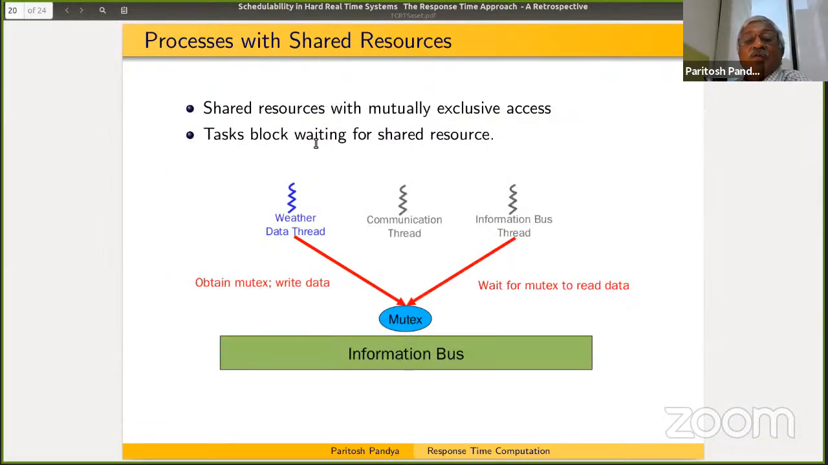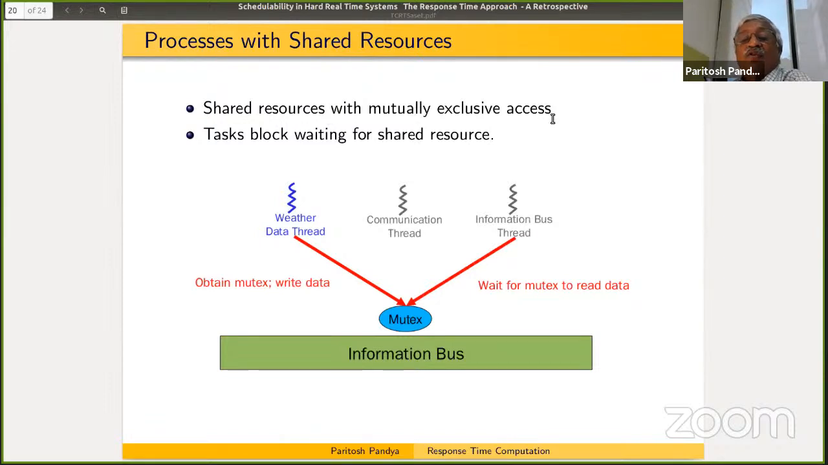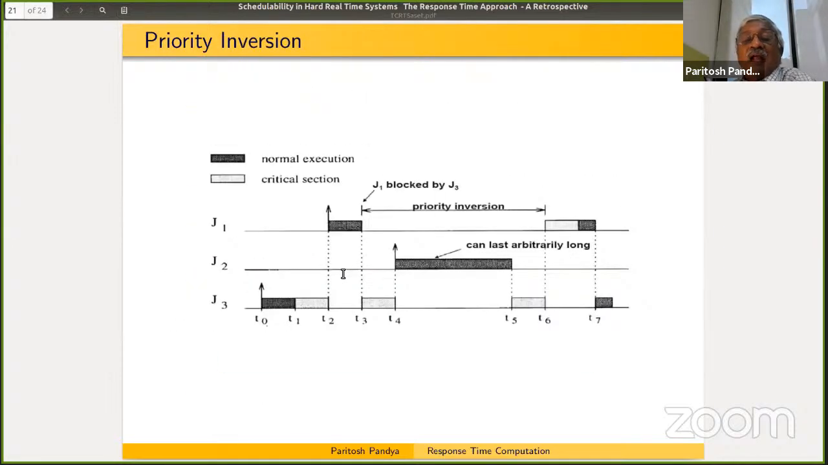So basically, we have advanced Liu and Layland's model, where we have shared resources with mutually exclusive access during the critical parts of your computation, and a task blocks waiting for the shared resource if it is already allotted. So this is what happens. Now, the problem which was suffered is what has classically been called the priority inversion problem. It's a famous problem. It occurs quite a bit, and somehow the designers didn't pay attention to this problem and didn't guard against that. So let's see what happens.